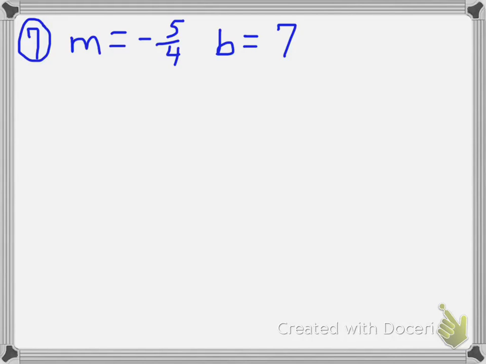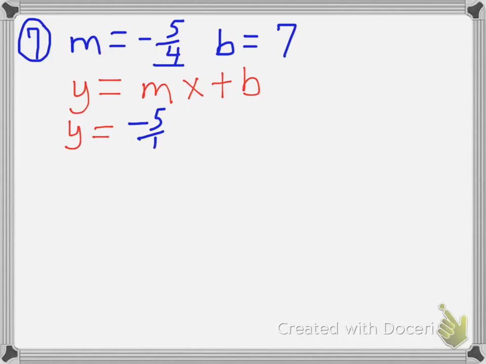In this case, what we are given is m, the slope, and b, the y-intercept. So since we're given slope and y-intercept, we're going to use slope-intercept form, which is y equals mx plus b. Now, I'm just going to substitute in for each one I know. So y equals, I know that my m is negative 5/4, so I replace the m with negative 5 over 4.